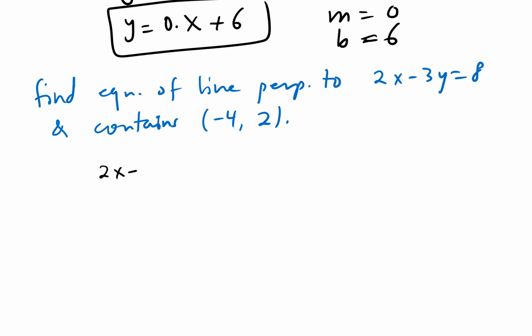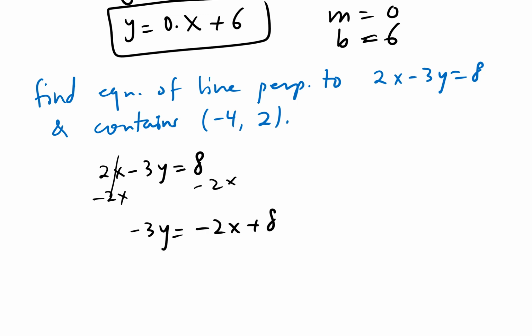First, we need to solve for y, writing it in slope-intercept form. Subtract 2x on both sides. Negative 3y equals negative 2x plus 8. Then divide each one of them by negative 3. So that gives us y equals 2/3 x minus 8/3. That's the equation of that line.